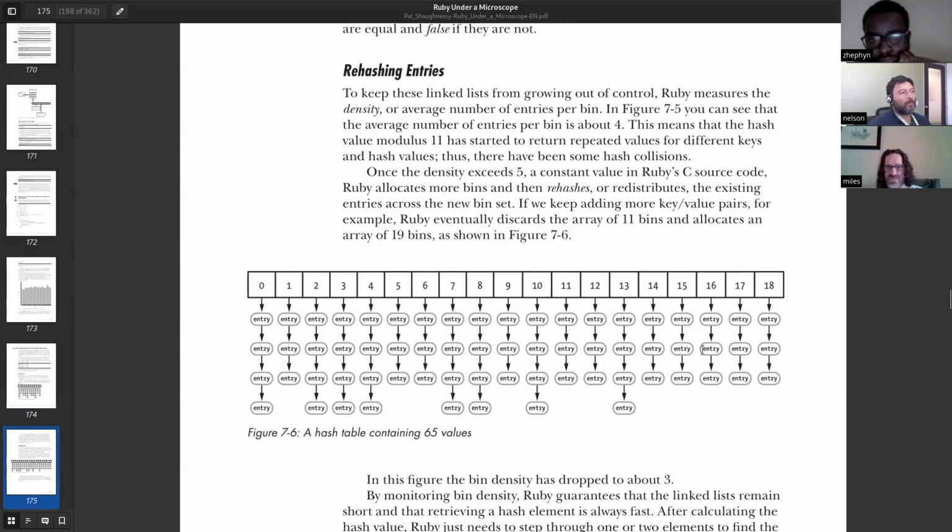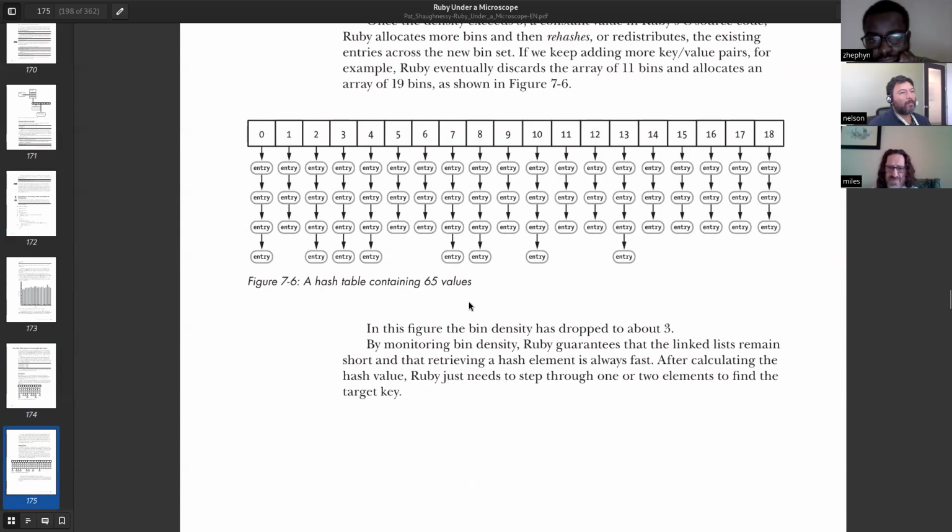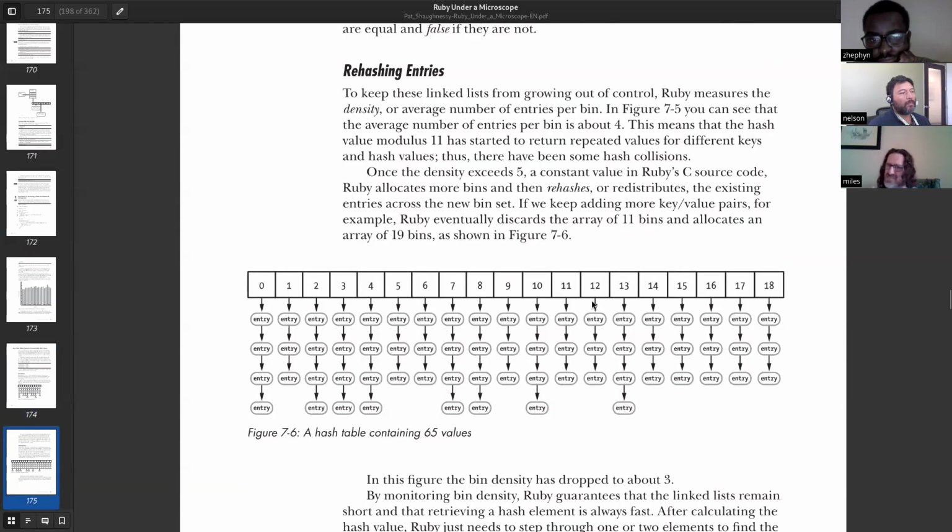And we've rehashed these entries. He gives some C code. I actually didn't read the C code because I just make an assumption of what happens. I'm assuming a new array of 19 buckets gets built, and that we go through one by one and reinsert them into it. So I assume we have to rehash them, and then divide by 19.